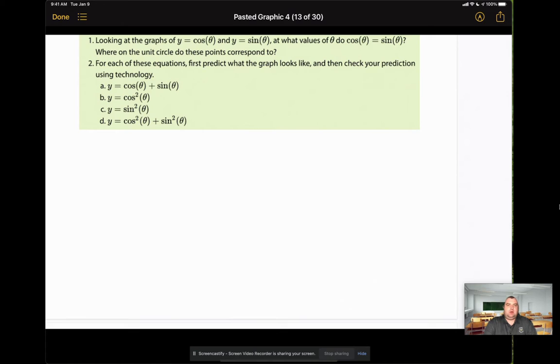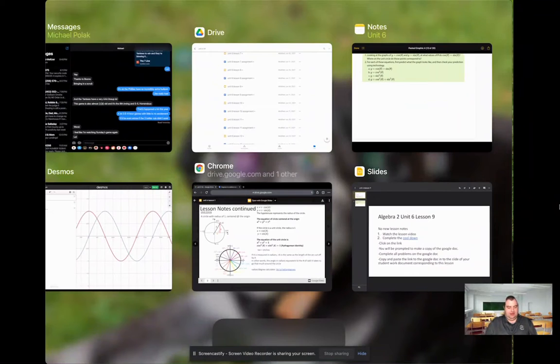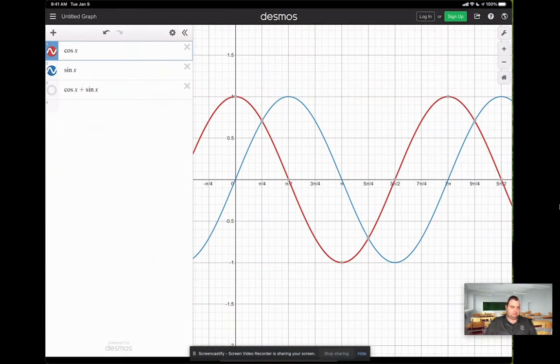So number one, looking at the graphs of y equals cosine theta and y equals sine theta, at what values of theta does cosine theta equal sine theta? Where on the unit circle do these points correspond to? So what I'm going to do is graph these on Desmos. In fact, I've already gone ahead and graphed them on Desmos.